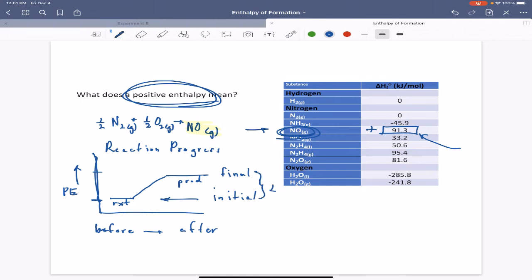And that difference in potential energy is the difference in hidden energy, potential energy, and in this case it's positive. Final minus initial gives us a positive number of 91.3 kilojoules per mole. So a positive enthalpy means energy, hidden energy, was added to get the reactants to the products. The products are in a higher potential energy state.